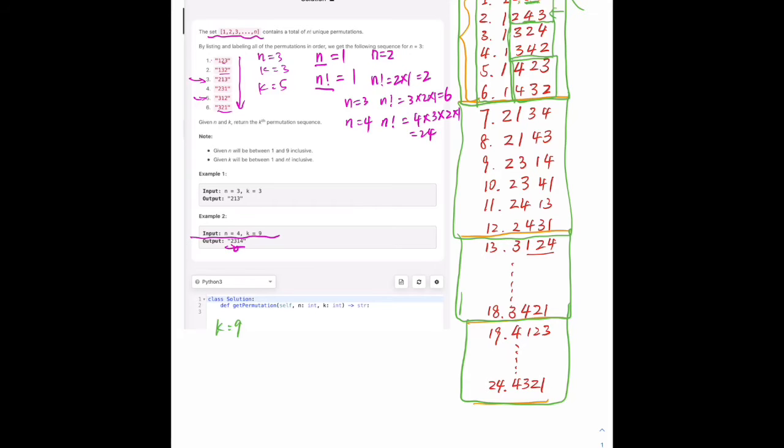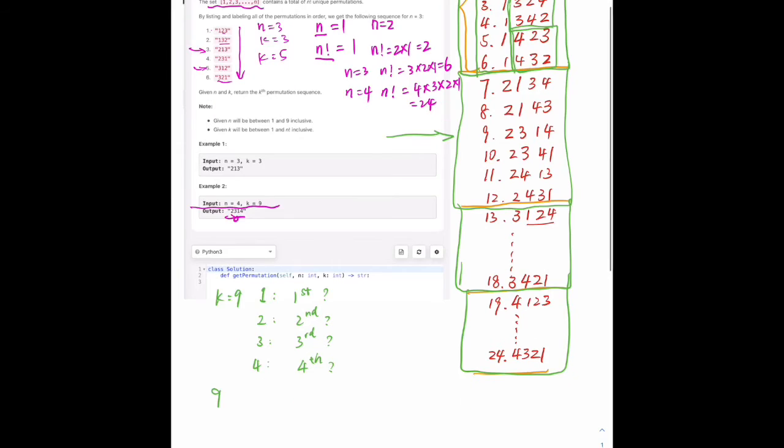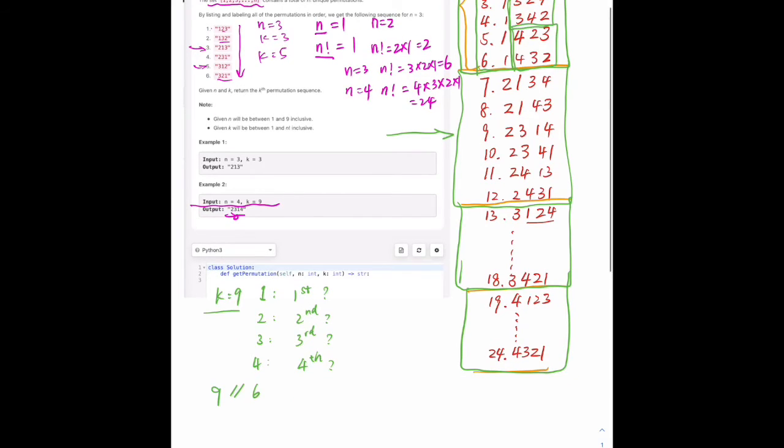K is 9. That means we need to know what's the 9th number. To know what number it is, we need to know 4 things. One is, what's the first number? Then, what's the 4th number? So how do we know what's the first number? Actually, you can see we have 4 different blocks starting with 4 different numbers. If we know which block it belongs to, then we know what the first number it is. And we already know we have 6 different permutations in each block.